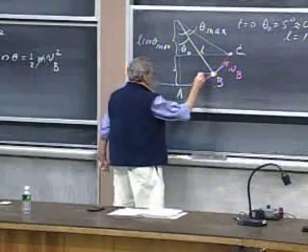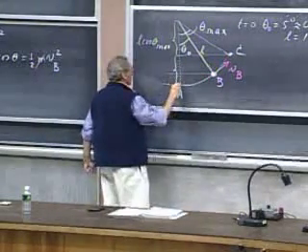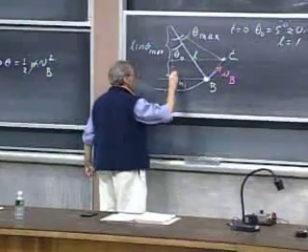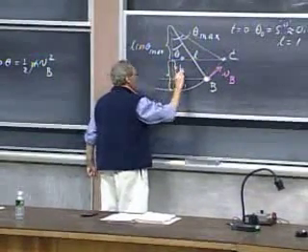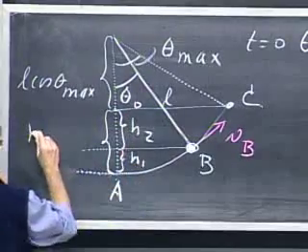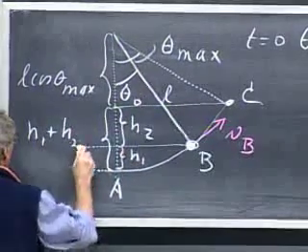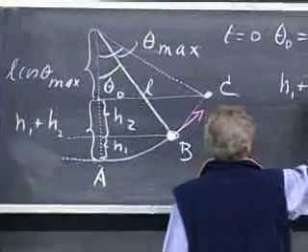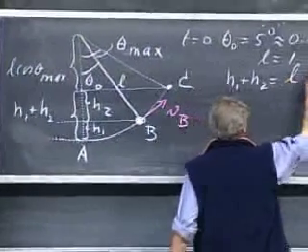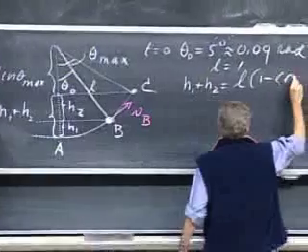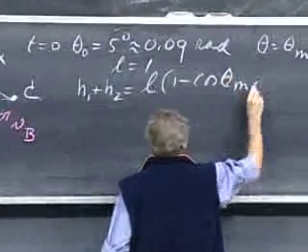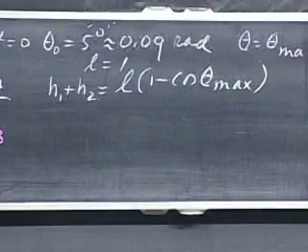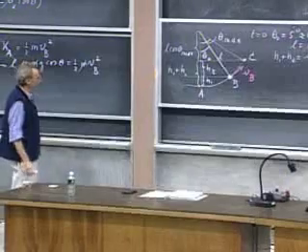Well, I will split this into two heights. This one, which I call h1, and this one, which I call h2. And so the one that we really want to know is what is h1 plus h2. Because h1 plus h2 will be L times 1 minus the cosine of theta max. And so the moment we have h1 plus h2, we immediately have the maximum angle.